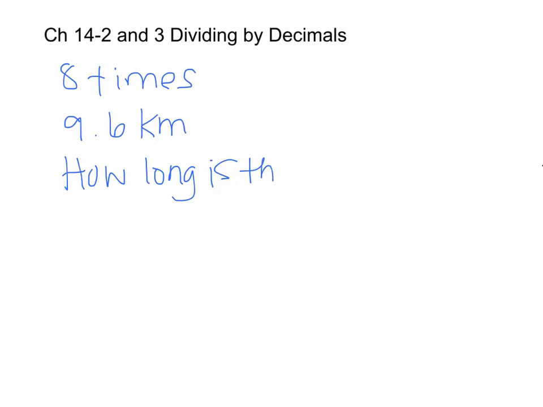So we only know the total amount, which is 9.6 kilometers. And we know that he was able to cover that much distance because he went around 8 times, right? And we only want to know how big the actual track is, not how much he traveled or how many times he went around. So we're going to use decimals for way 1. Okay, way 1 is using decimals.